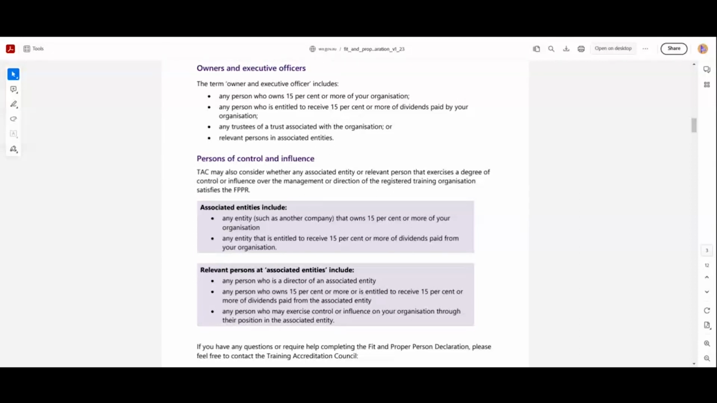So when you provide your completed declaration through to TAC, it is reviewed by your regulation officer or your case manager, and any concerns that they have with the information in that form are investigated, and they are then included in the briefing notes that go through to the council when the council makes a decision about your organisation. So fit and proper person is certainly something that we take into account. We take it very seriously, and you need to take it seriously as well.